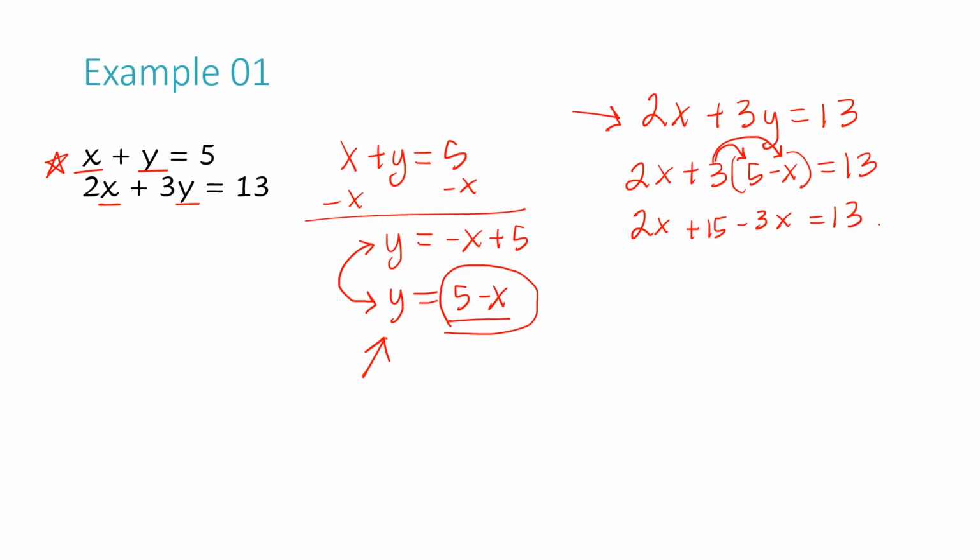Now I'm going to combine everything that I can combine, all right? I have 2x and I have a minus 3x. Those can combine. They're both x values, okay? So I'm going to start with 2 and take away 3, and that leaves me with negative 1. But I don't have to write the negative 1. I could just write negative x, okay? Then I'm left with the plus 15, and that equals 13, okay? Now I can move the 15 to the right, and I'm left with negative x equals negative 2.